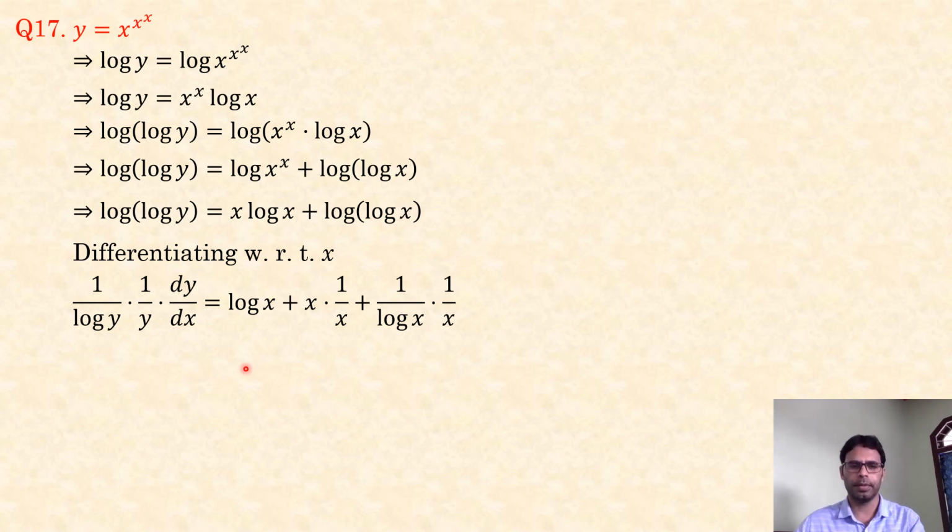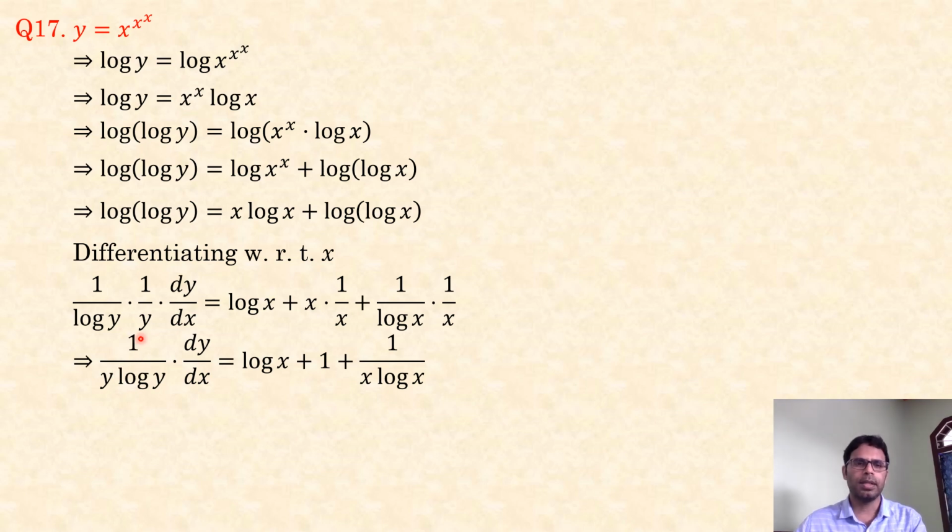Now simplify it. So 1 by y log y into dy dx. Do not write log of y square. Many students write log of y square, because this y is not multiplied with this log y, it is this y multiplying with log y, so you are to write y log y, not log of y square, into this dy dx is the same, log x is the same, x cancel, it is 1, plus this is simply 1 by x log x, not log x square.